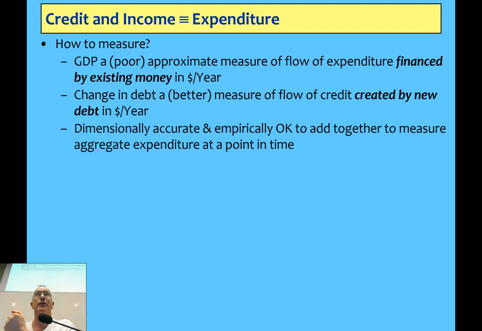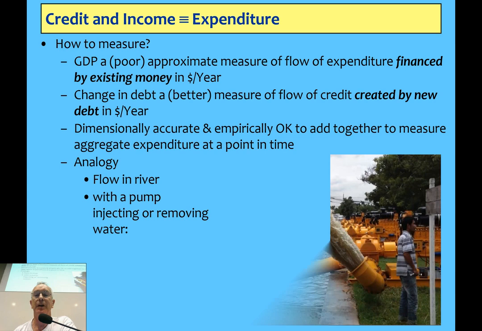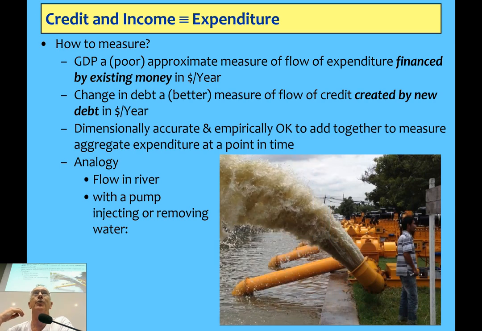To say that is aggregate expenditure at a point in time. And to give you an analogy, imagine you have a flow in a river where there's a pump at a particular point in the river that's either injecting water into the river from elsewhere or pumping water out of the river. And this was happening in the floods in northern England earlier this year.